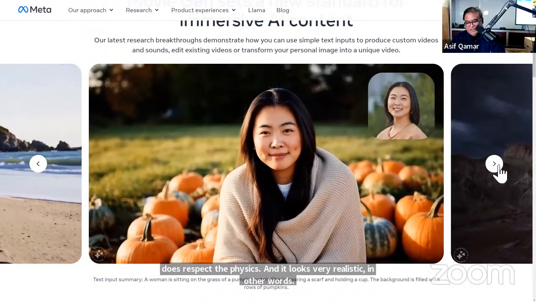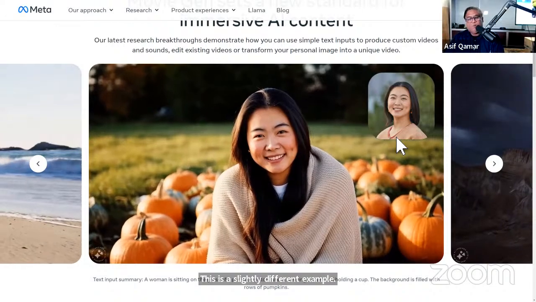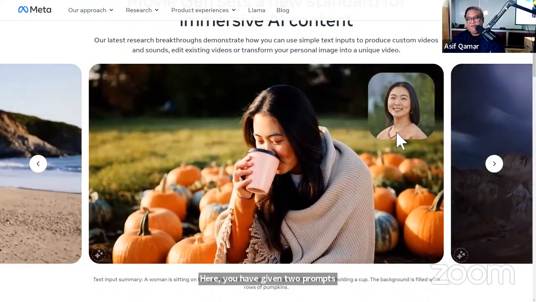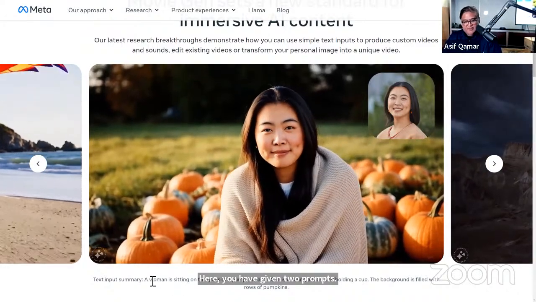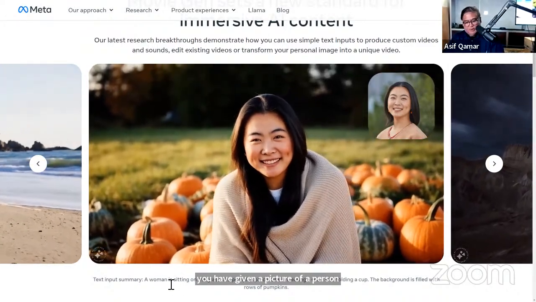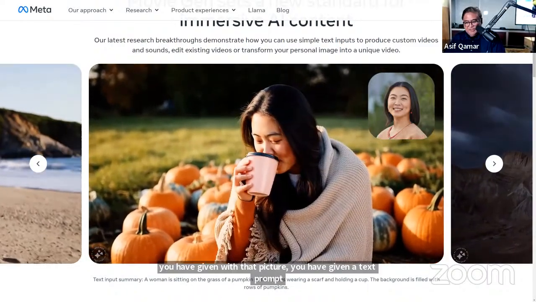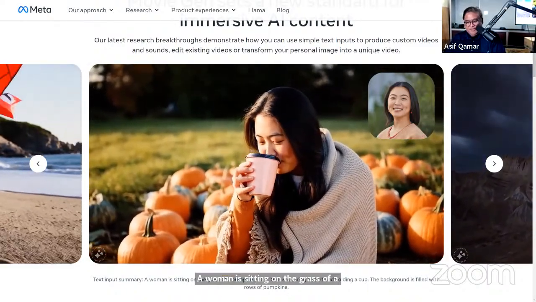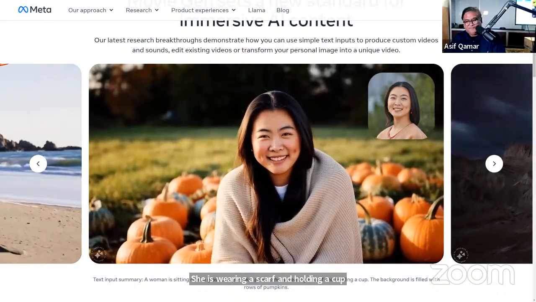This is a slightly different example. Here, you have given two prompts. You have given a picture of a person, and with that picture, you have given a text prompt. A woman is sitting on the grass of a pumpkin patch. She is wearing a scarf and holding a cup. The background is filled with rows of pumpkin.